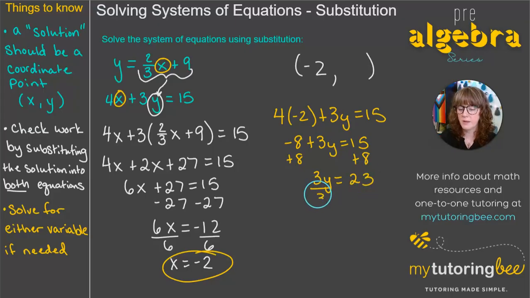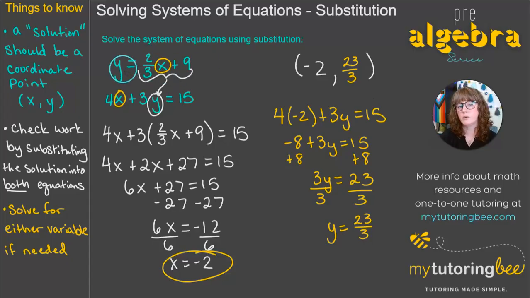And then we're going to divide by 3, and y, since this doesn't go in evenly, I'm going to leave it as an improper fraction. We could turn it into a mixed number if you prefer that, but the y portion of our solution is 23/3. And this is a great example of where substitution is really helpful in finding the solution to a system.